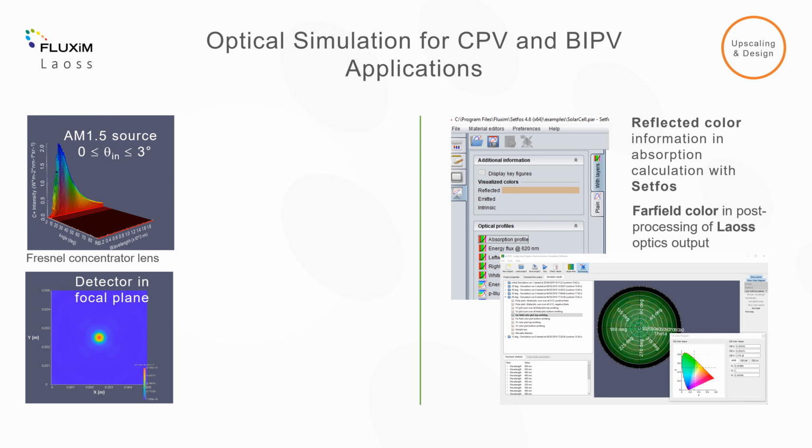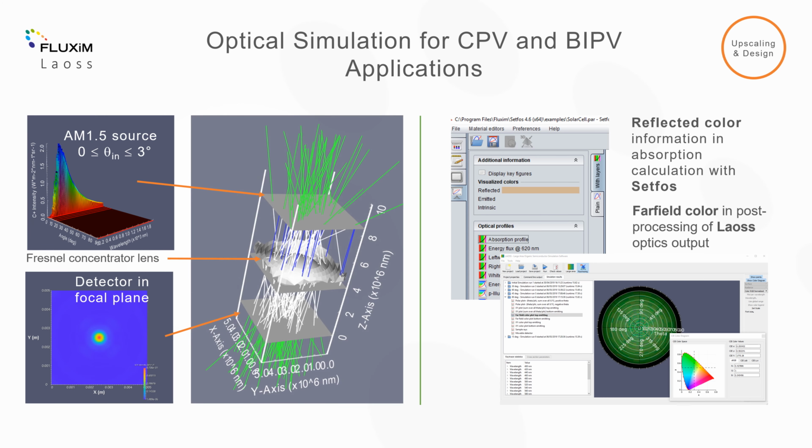Finally, the optical module of LAUS can help you if you're working with concentrators or micro lenses. You could simulate lighting coupling in solar cells, functionalized by 3D optical elements. And you can use LAUS with SETFOS to understand how these elements are modifying the electro-optical characteristics of your cell.